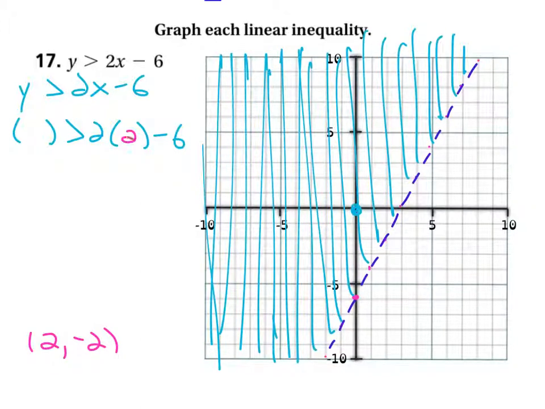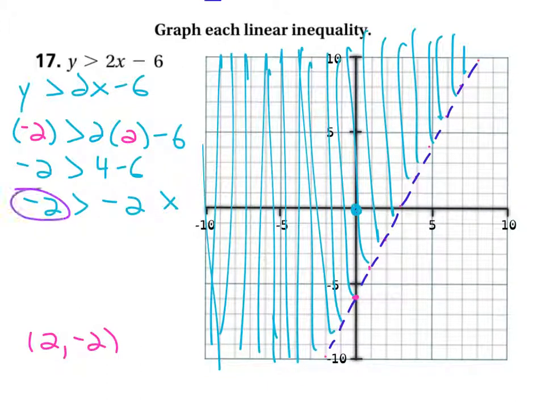So we put in 2 for x, negative 2 for y, and what do you get? Well, we get negative 2 is greater than 4 minus 6, or negative 2 is greater than negative 2. That's not true. Negative 2 is not greater than negative 2, and that doesn't work. But notice this important fact. We got the exact same number on both sides. That's what's going to happen when you plug in points that are right on the line.